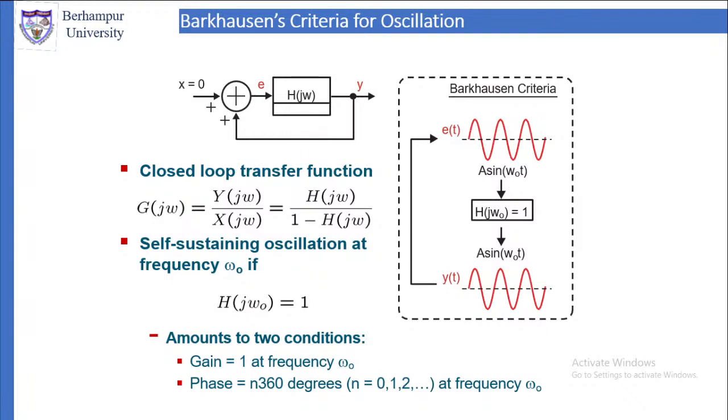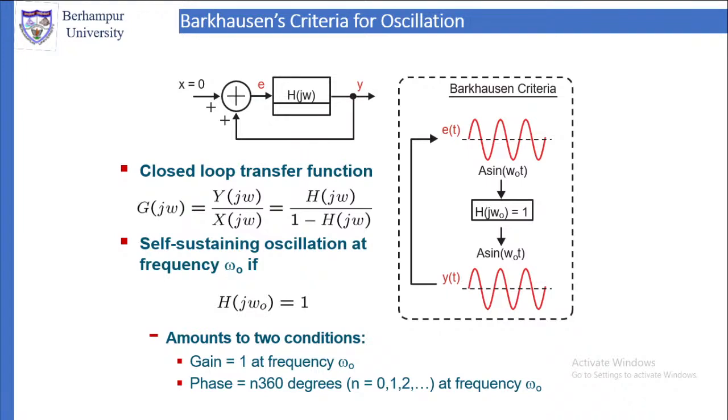J omega I am not mentioning, if that is understandable. So I will not mention J omega. So G is equal to H upon 1 minus H. This is the criteria. If this criteria is satisfied, then it will be oscillating.